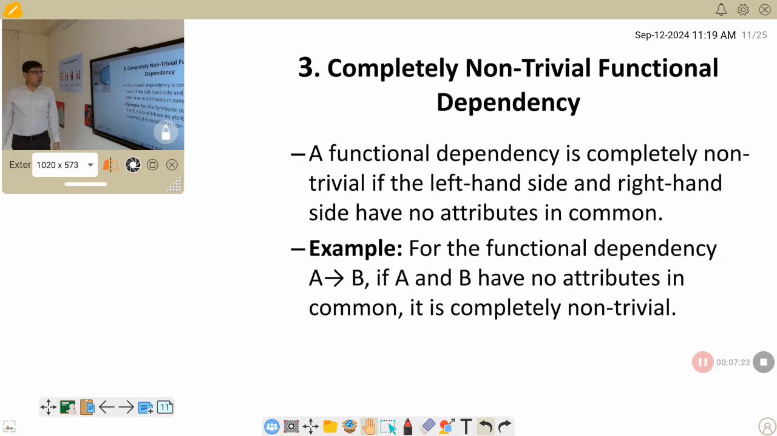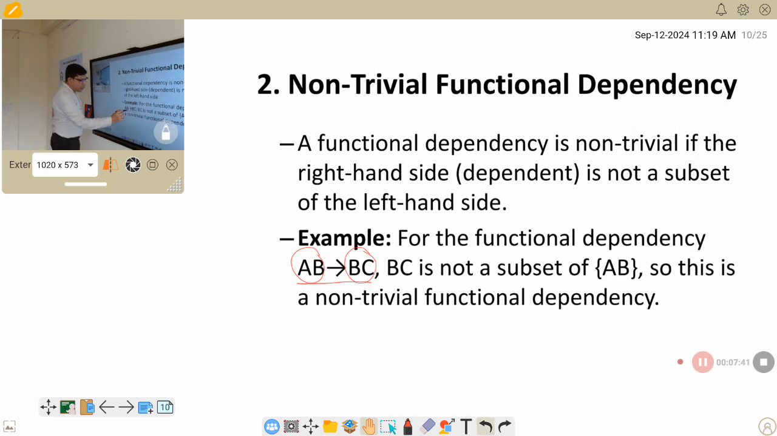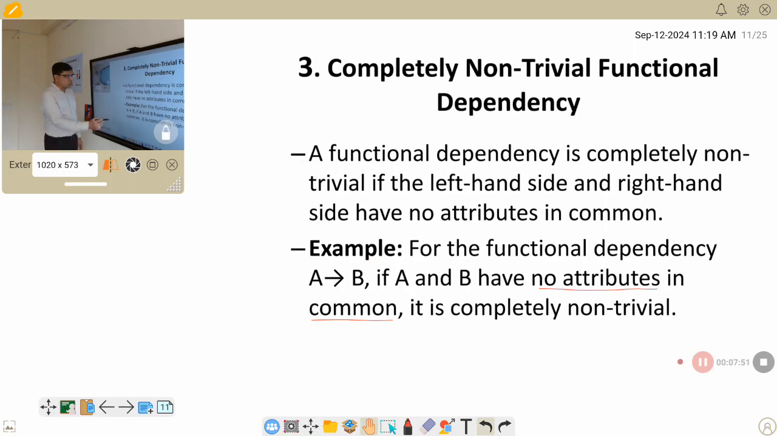Next, completely non-trivial functional dependency. Between non-trivial functional dependency and completely non-trivial functional dependency, there is only one difference. There is no attribute in common in the left hand side and the right hand side. In my previous slide, the attribute B is common, but BC is not a subset of AB. That's why it is called a non-trivial functional dependency. But here there is no common attribute in the left hand side and the right hand side. Therefore, it is called completely non-trivial functional dependency.